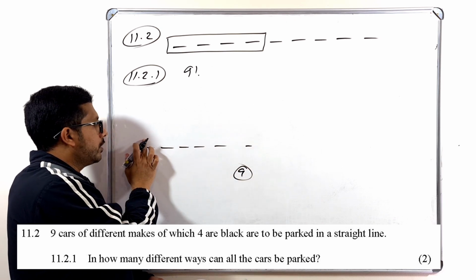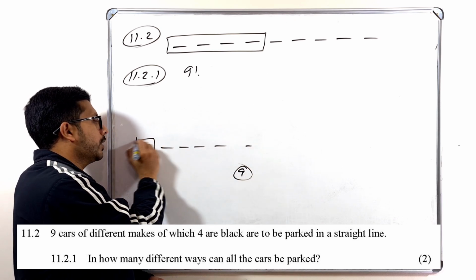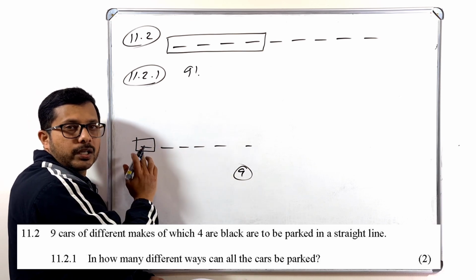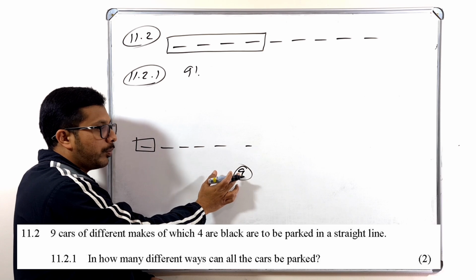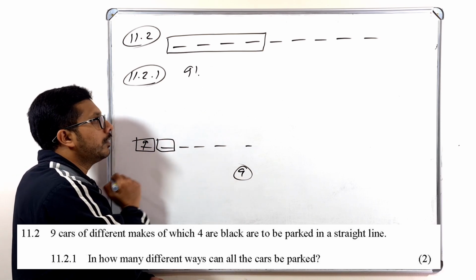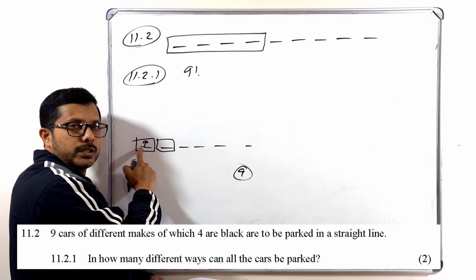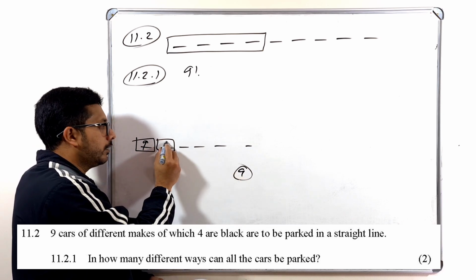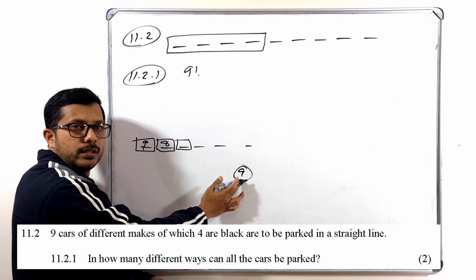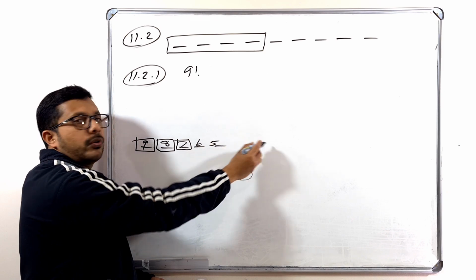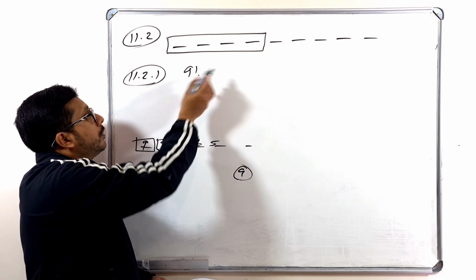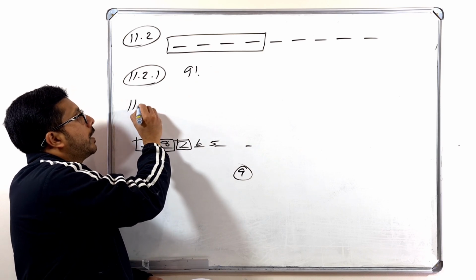So first position, this is a parking space. How many options are here? All the 9 cars are waiting. So one car can come and park here, out of how many cars? 9. That means here it is 9 options. Next one. 1 is already gone here. So how many are here? 8. Next one. 2 already gone here. So how many remaining? 7. Like that, 6, 5, 4, 3, 2, 1. That is the same as 9 factorial. You understand? So 11.2.1, 9 factorial.